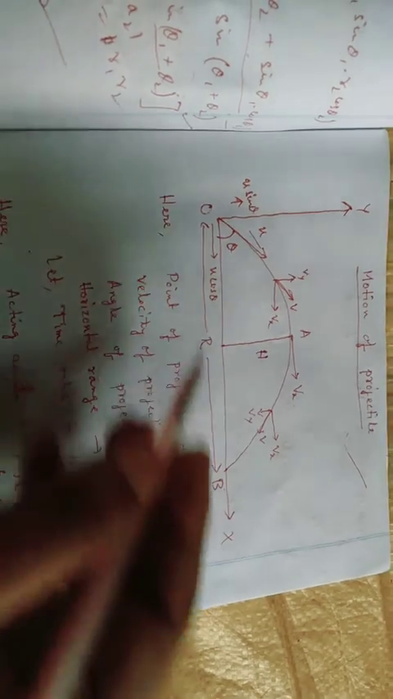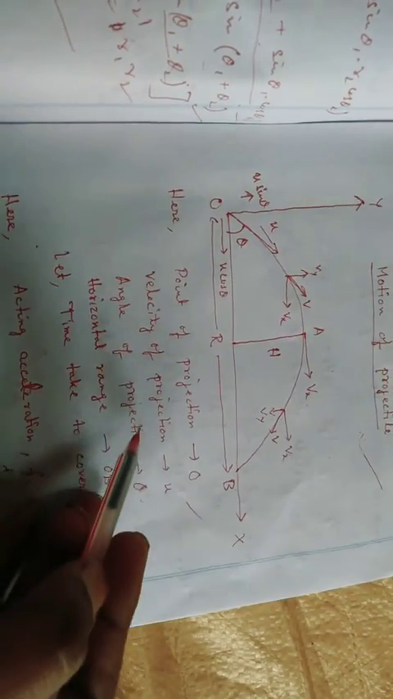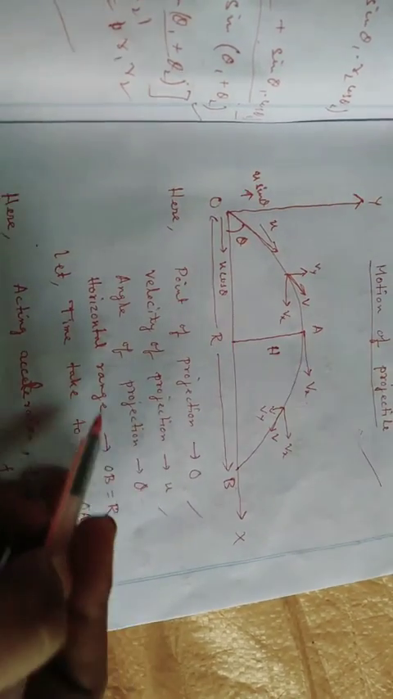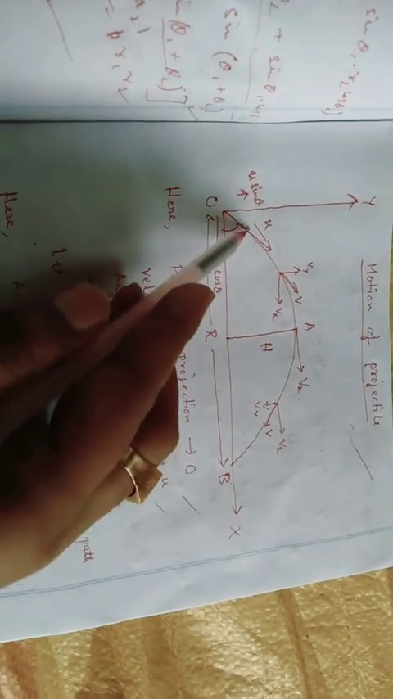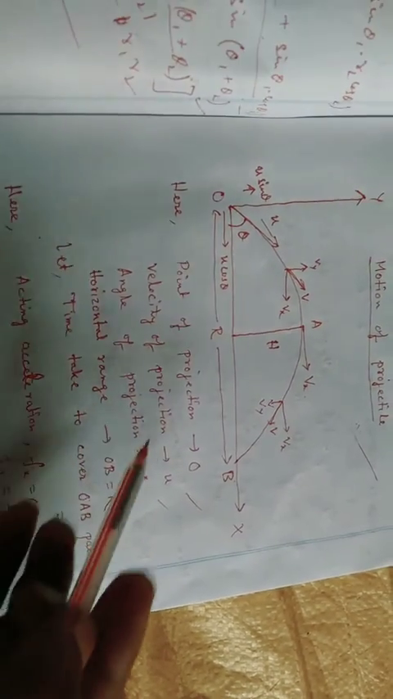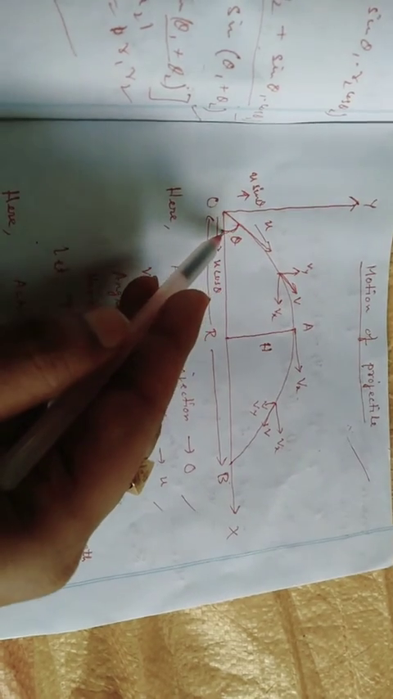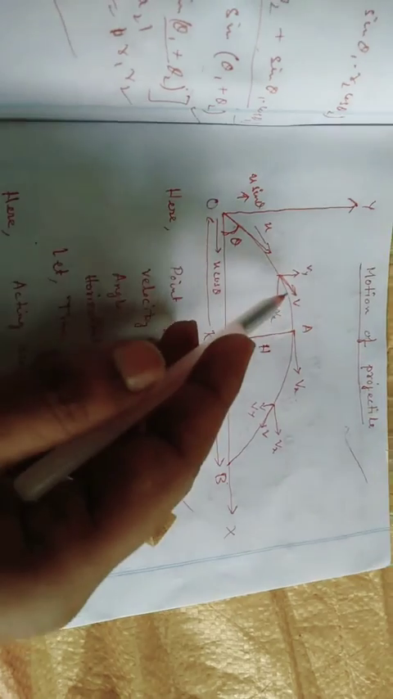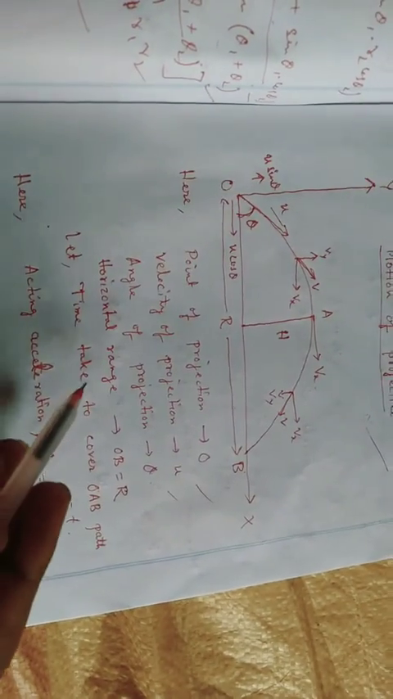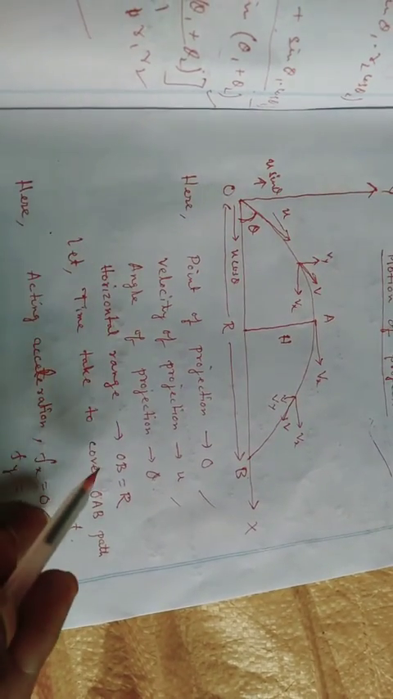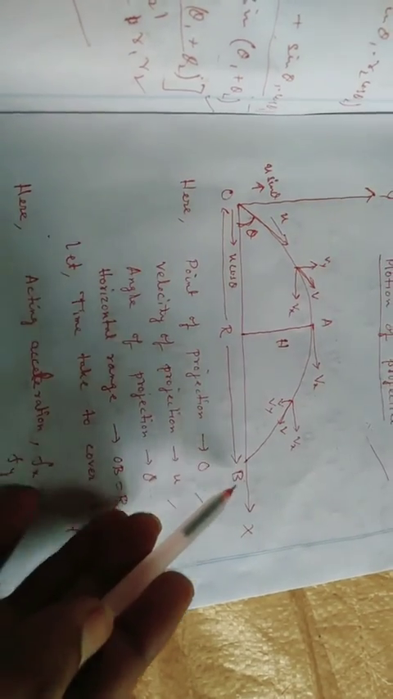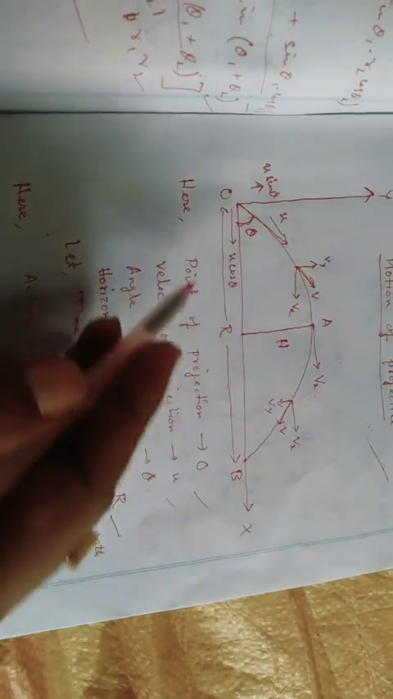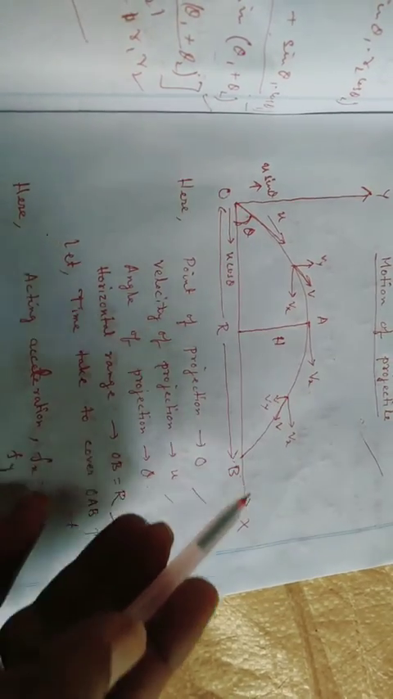So here the point of projection is point O, and the velocity of projection is U. The angle of projection I have taken as theta. The particle is thrown upward at angle theta, and the horizontal range OB is maximum. I have taken R as the maximum distance traveled horizontally by the particle.